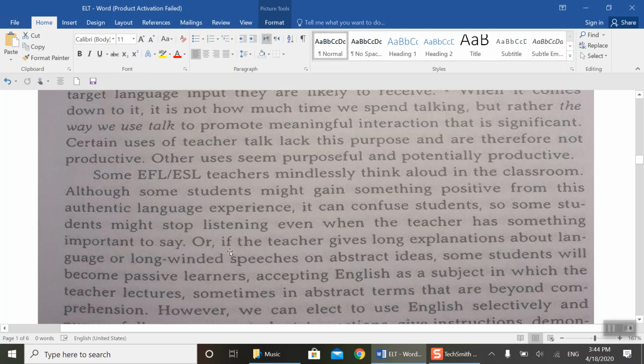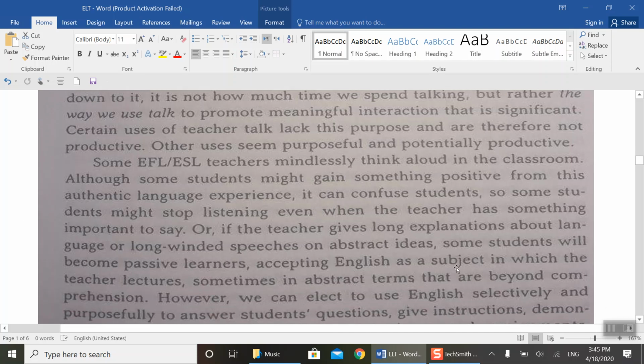You see? So sometimes students stop. Just the teacher is talking, so the students will not focus. Or if the teacher gives long explanations about language or long-winded speeches on abstract ideas, some students will become negative, learners accepting English as a subject in which the teacher lectures, sometimes in abstract terms that are beyond comprehension.